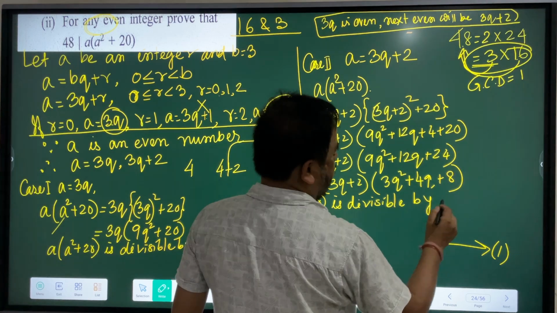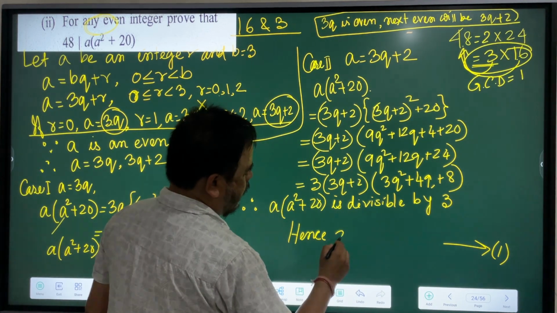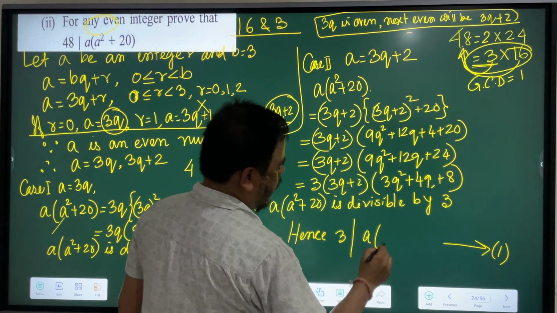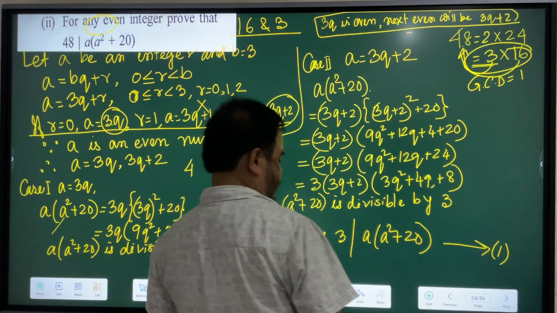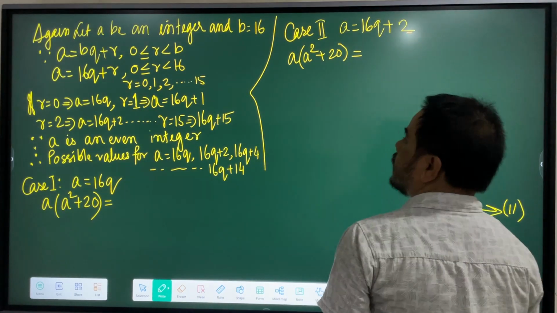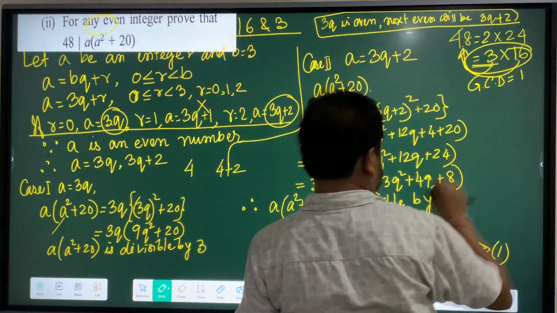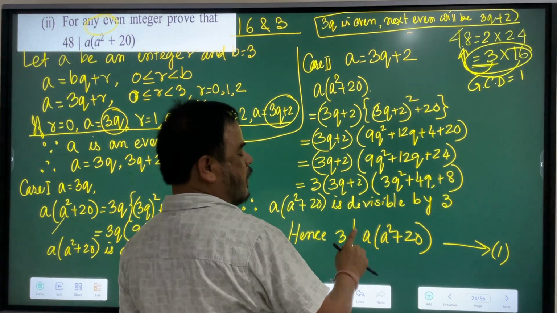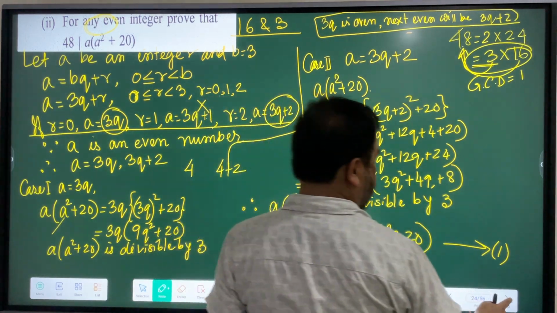Divisible by 3. Hence 3 divides a(a² + 20). This is number 1. Now we have to prove, as I have told you, 3 and 16. 3 is finished: 3 divides a(a² + 20), that is what we have already proved. Now we have to prove it is divisible by 16.